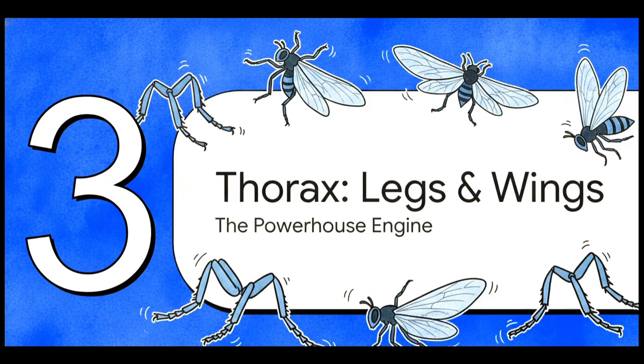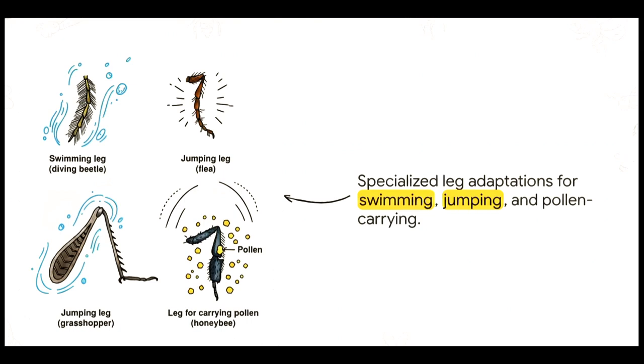Section 3. The thorax, legs and wings. Moving right along to the middle section. If the head is the sensory center, the thorax is essentially the powerhouse engine for the insect's movement. It's exactly where the legs and the wings attach. Now, these three pairs of segmented legs are highly adapted survival tools. They aren't just generic limbs. Take the diving beetle. It has legs specifically flattened and fringed with hair for swimming.